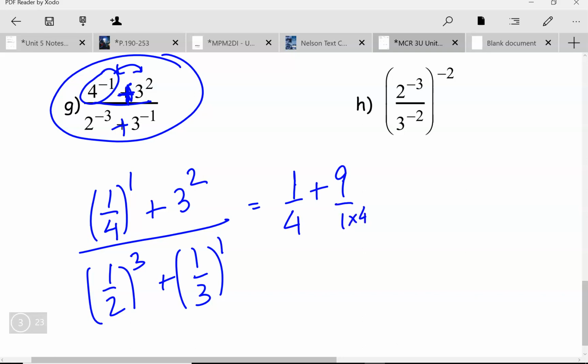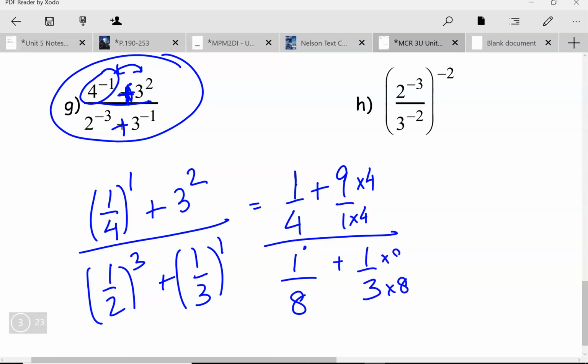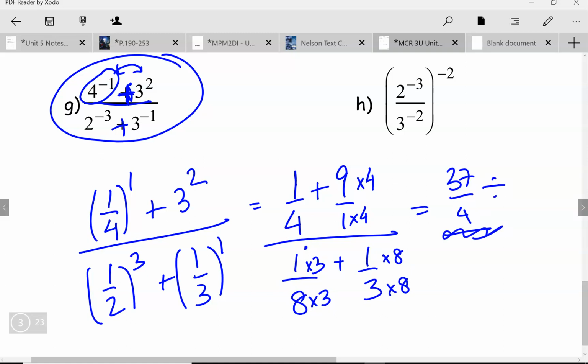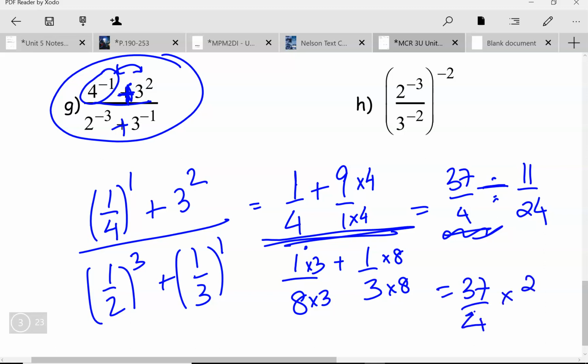So I need to times this by 4, times this by 4 to make a common denominator at the top. This is 1 cubed over 2 cubed, which is 8, and 1 over 3, so I need to multiply this by 8, and this by 3. So here I get 37 over 4 divided by, actually I'm going to write divided by, what is this, 11 over 24? And you'll see here how I've converted this big divided by to an actual divided by sign. So because I know exactly where things go now, times 24 over 11.